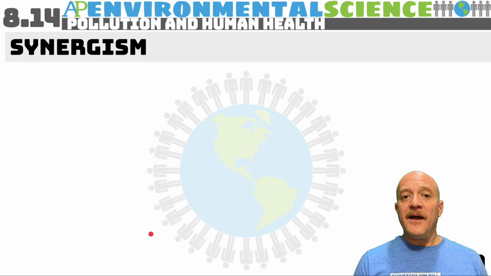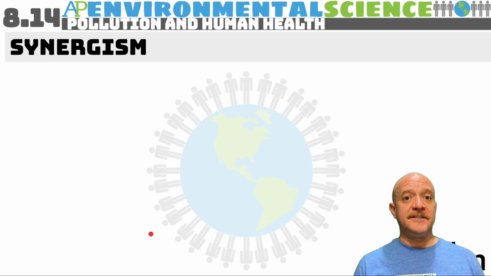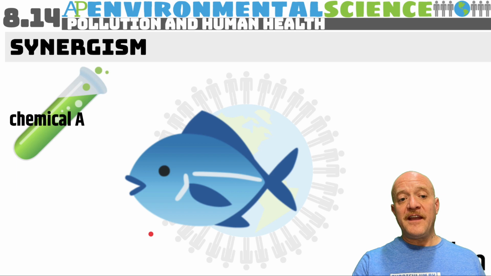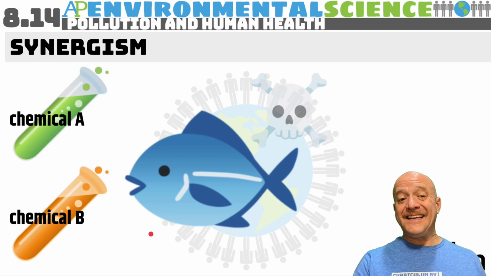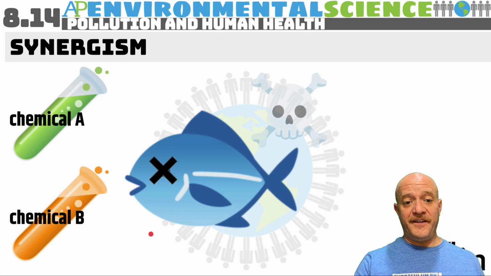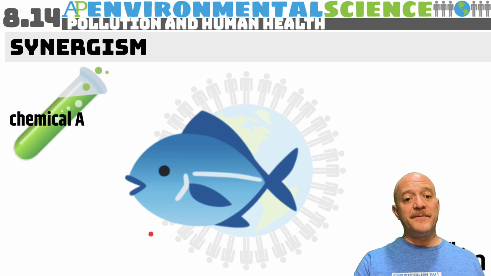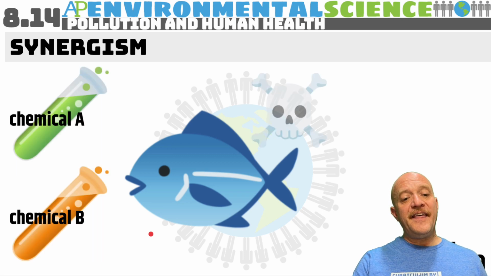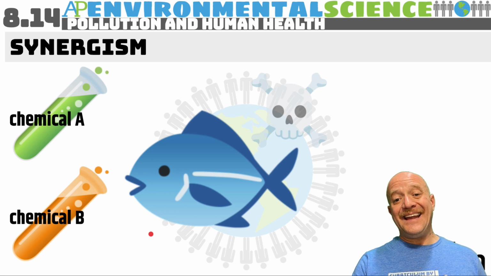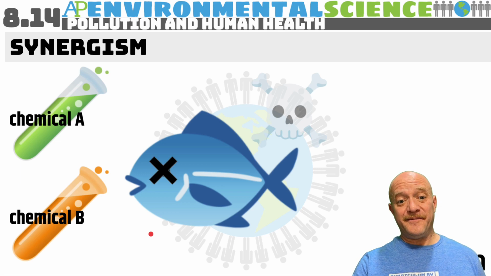Now, synergism just means that when you have two different toxins together, the impact of the two toxins may be far worse than one of the toxins by themselves. So let me show you what that looks like. We have a fish. We have chemical A and chemical B. Two of them together might be toxic for the fish, but one of them by itself is okay. But when we put the two together, their impacts may be increased exponentially, causing organisms to die.